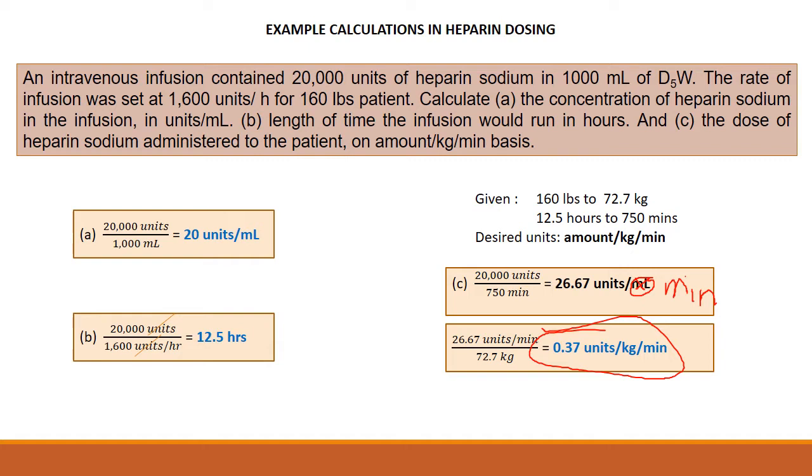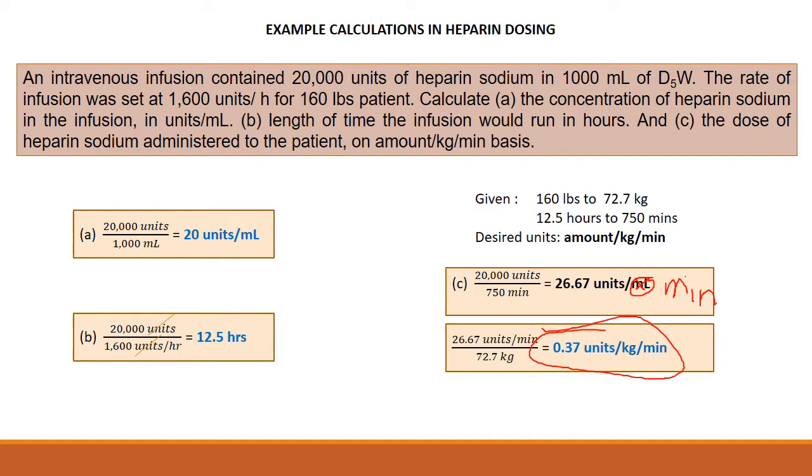For letter B, length of time the infusion would run in hours. Okay, so where do you see hours in the problem? So you have there the rate of infusion was set at 1,600 units per hour. Okay, so since you have your 20,000 units in general of the intravenous infusion, so we know 20,000 units of heparin sodium in 1,000 ml. So we are going to use again the 20,000 units. And then we have to use now the units per hour.